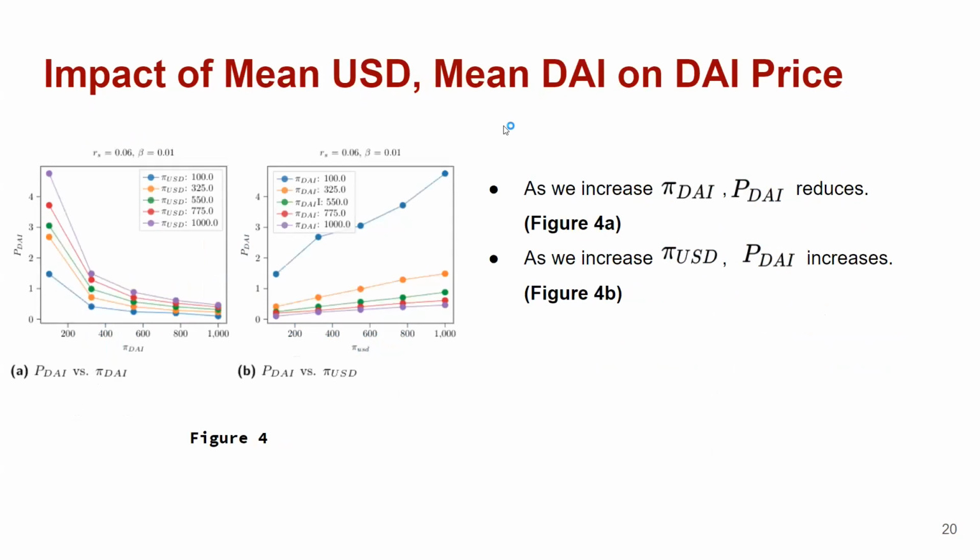Moving on to the impact of mean USD, mean DAI on DAI price, we make some observations. In figures 4A and 4B, we see DAI price versus Pi DAI and Pi USD. In figure 4A, we see that when we increase Pi DAI, price reduces. Increasing Pi DAI increases the total DAI supply in the market. So an increase in DAI supply with constant DAI demand reduces P DAI. In figure 4B, we observe that when we increase Pi USD, DAI price increases. Increasing Pi USD indirectly increases DAI demand in the market because it is a stable asset with a good return rate. So an increase in DAI demand with constant DAI supply increases P DAI.